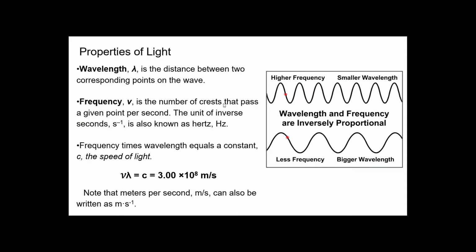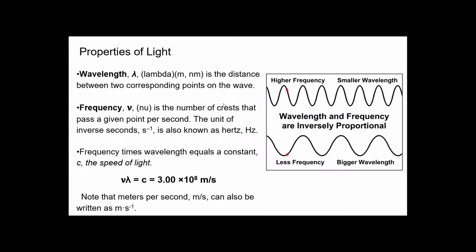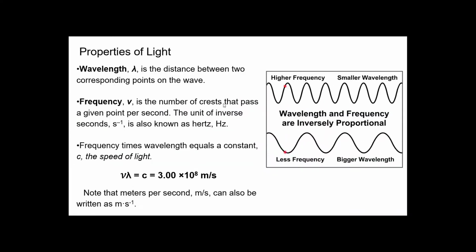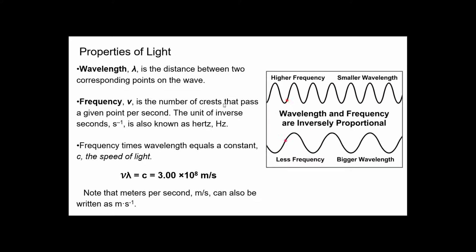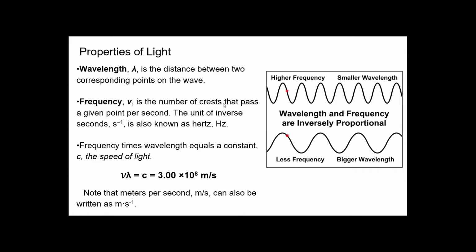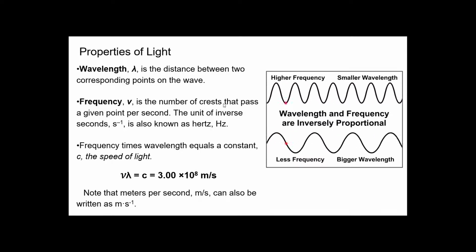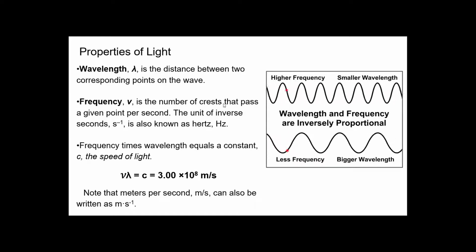Okay, so again, let's go through this one more time. I see this as the same page, but I want you guys to understand this. Wavelength, lambda, is the distance between two corresponding points. So either two mountaintops or two of the bottom valley parts, if that makes it easier to understand. Frequency is the number of crests that pass a given point per second.